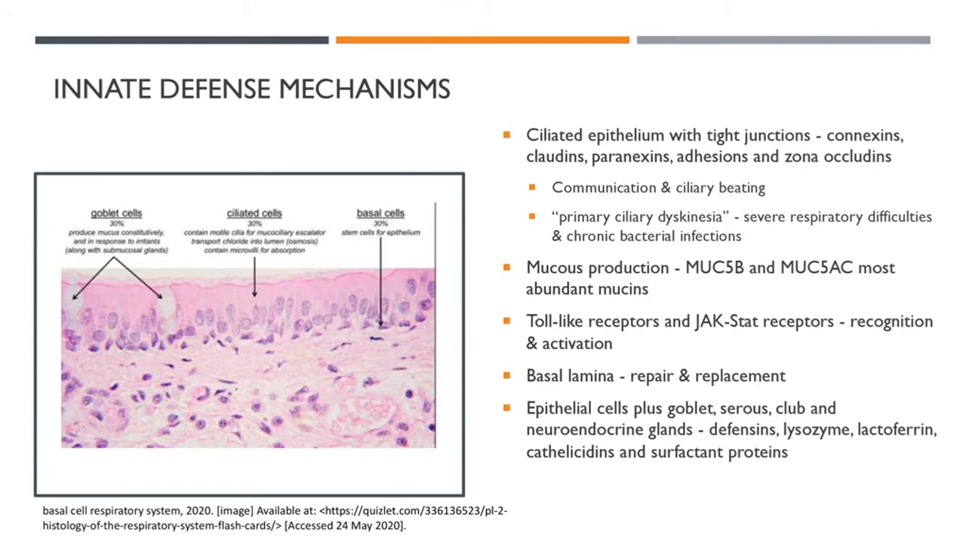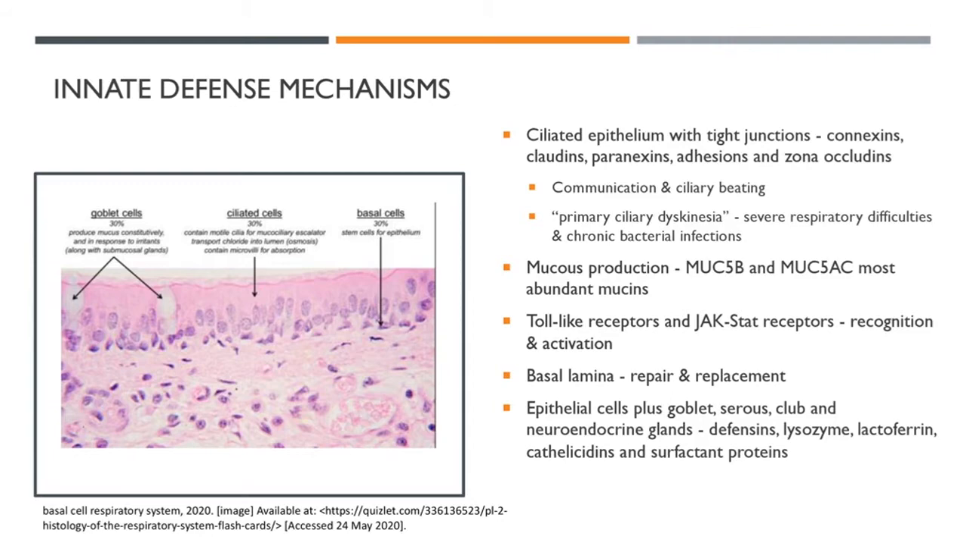Tight junctions are the result of special proteins that link the cytoskeletons of adjacent epithelial cells, including connexins, claudins, paranexins, adhesions, and zona occludens. Connexin 43 is particularly critical in the upper respiratory tract, facilitating communication between epithelial cells for the coordination of the calcium-dependent signalling pathways required for ciliary beating.